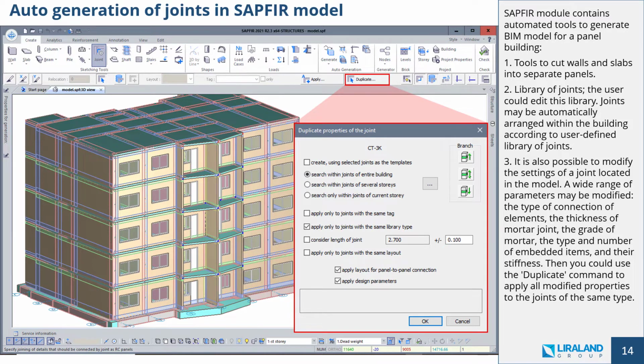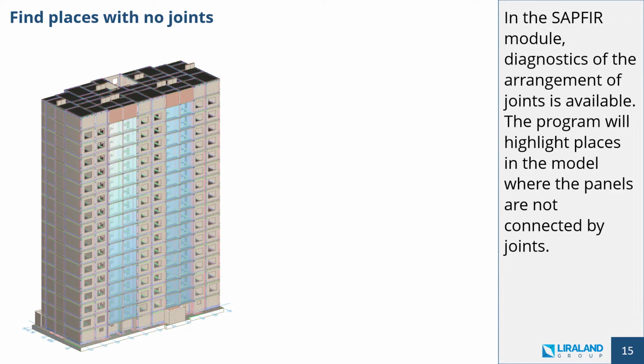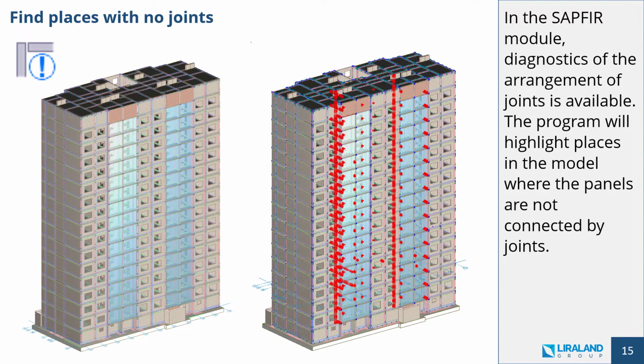A wide range of parameters may be modified. The type of connection of elements, the thickness of mortar joint, the grade of mortar, the type and number of embedded items, and their stiffness. Then you could use the duplicate command to apply all modified properties to the joints of the same type. In the SAPFIR module, diagnostics of the arrangement of joints is available. The program will highlight places in the model where the panels are not connected by joints.